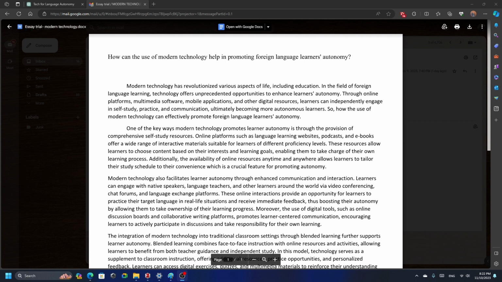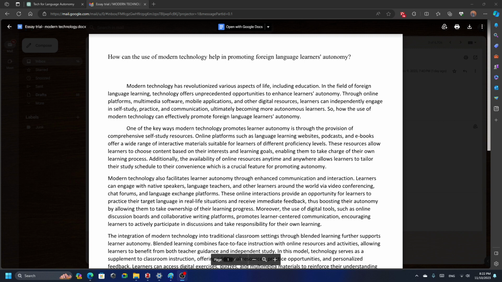If you move on: "in the field of foreign language, technology offers unprecedented opportunities," good. Let's read about these opportunities to enhance learner autonomy. Of course, don't forget, it's the enhancement of learner autonomy that we want: "through online platforms, multimedia software, mobile applications, other digital resources." These are not related to autonomy; we are talking about technologies. Then: "independently engage in self-study, practice, and communication, and ultimately becoming more autonomous."